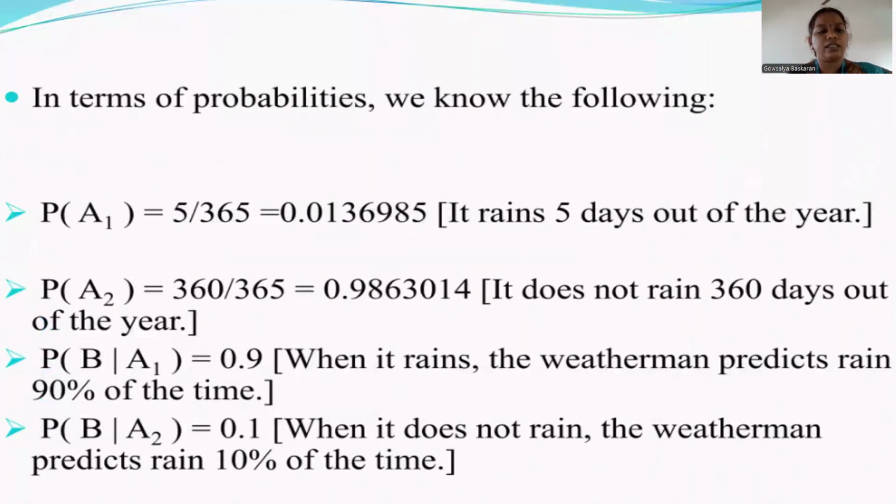Probability of A1 is 5 divided by 365. Here, 365 is the total days in the year. That is, it rains 5 days out of the year. Probability of A2 is 360 out of 365 days. And probability of B given A1 is 0.9: when it rains, the weatherman predicts rain 90% of the time. And probability of B given A2 is 0.1: when it does not rain, the weatherman predicts rain 10% of the time.